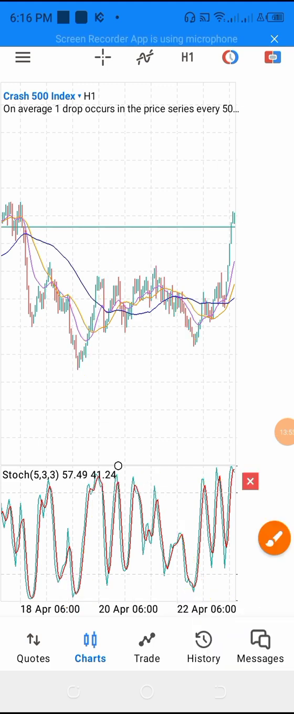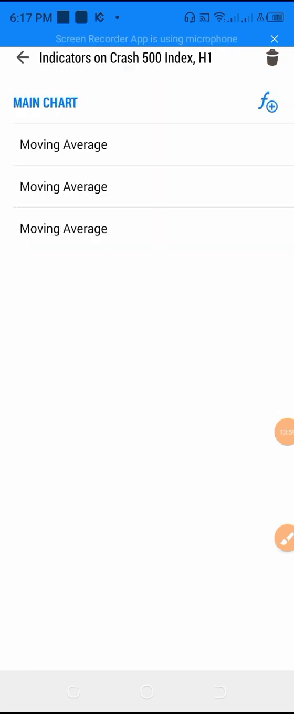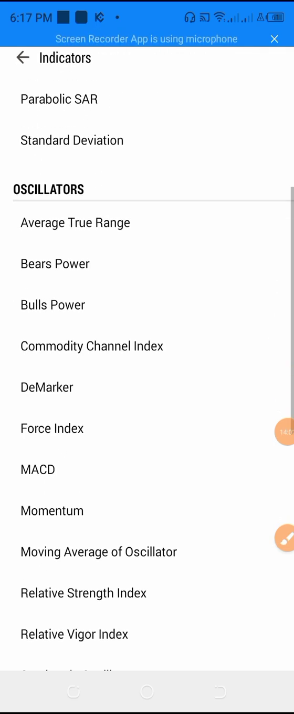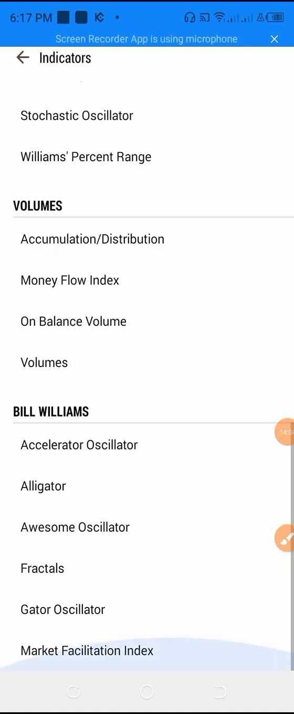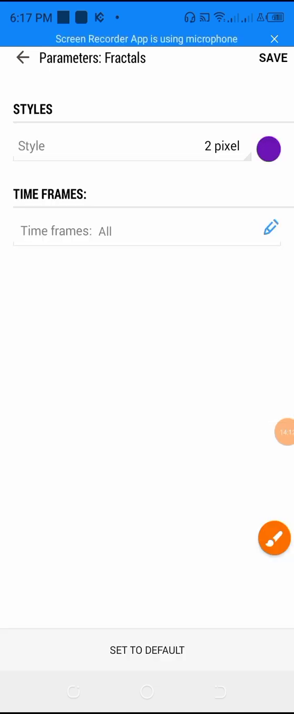So moving forward, let's talk about the next one. I don't want this video to be lengthy. We go to the next one, being the fractals. This is fractals. Click on fractals. You see, look at the settings. Just 2 pixels and that's all.